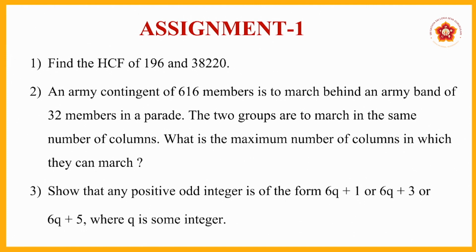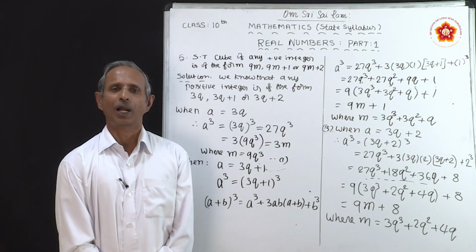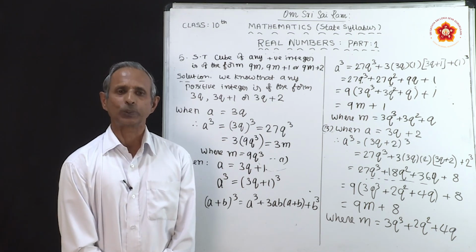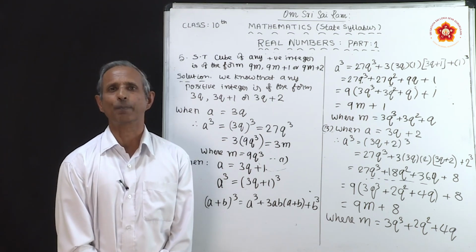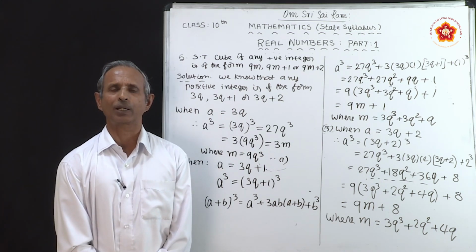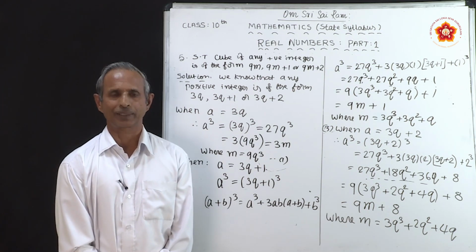In this session, we have learnt about Euclid's lemma and Euclid's algorithm and how to find the HCF of any positive integers using Euclid's algorithm. In the next class, we are going to learn how to find the HCF using the factorization method.